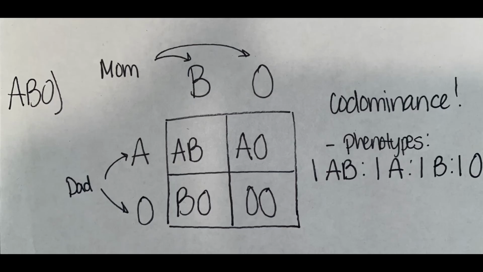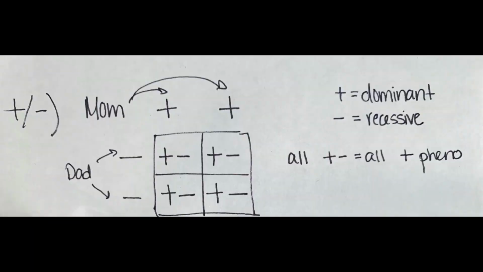At the second locus, that's the ABO, when you cross the mom and the dad, you get one AB, one type A, one type B, and one type O. Remember with this one, you have codominance with the A and B alleles, and that O is recessive. And then lastly, at that RH locus, when you cross the mom and the dad, you have all of them being positive for this locus.